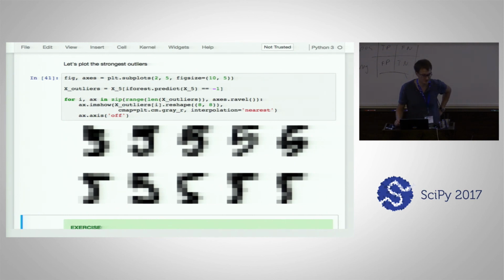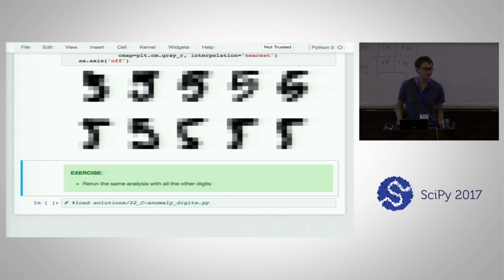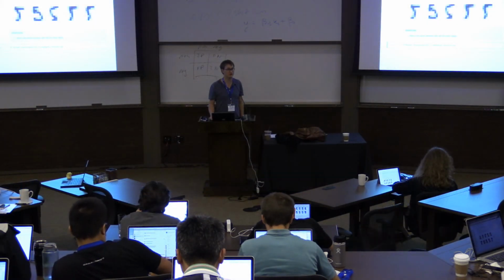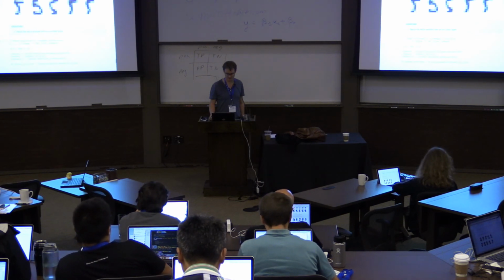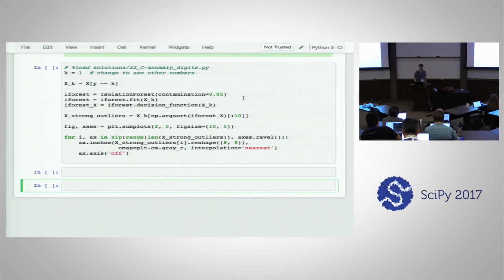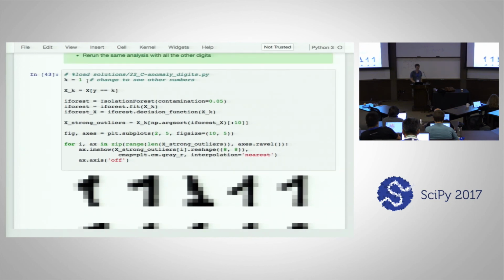Now your mission, if you accept it, is to do the same thing for all digits. Can you find me the bad 0s, the bad 1s, etc.? And does it work? Or was 5 just a good number? Couple more minutes. Good? Move on? All right. Just execute this and see. This is going to give me the weird ones. And you can just change the value of k, and you'll see the other digits.